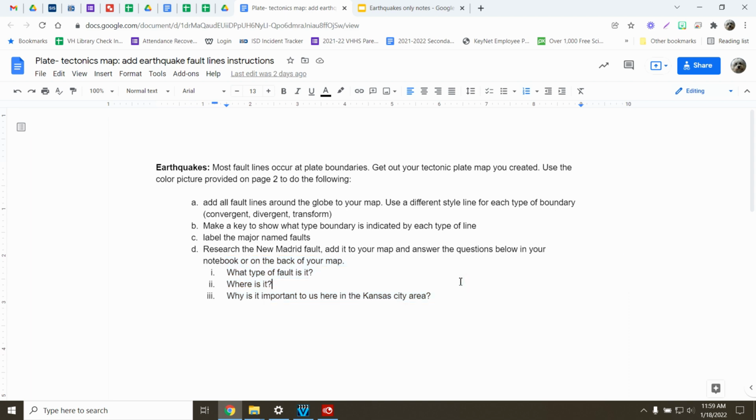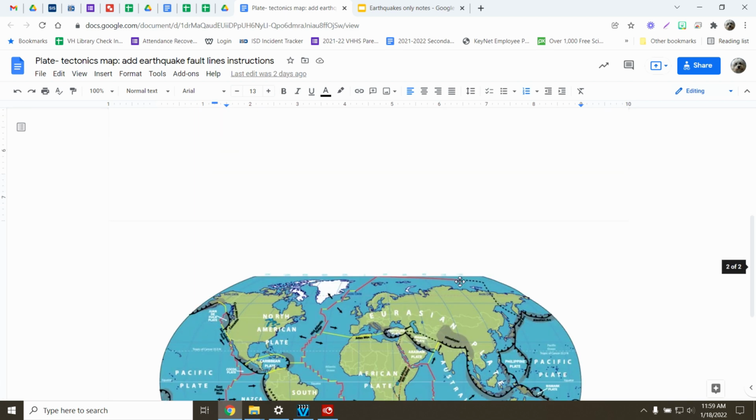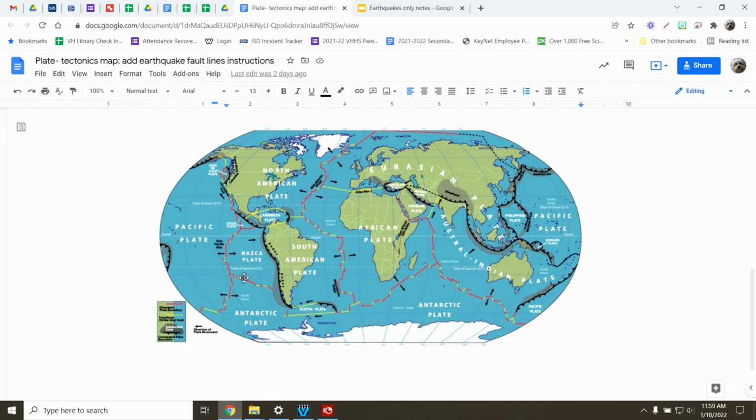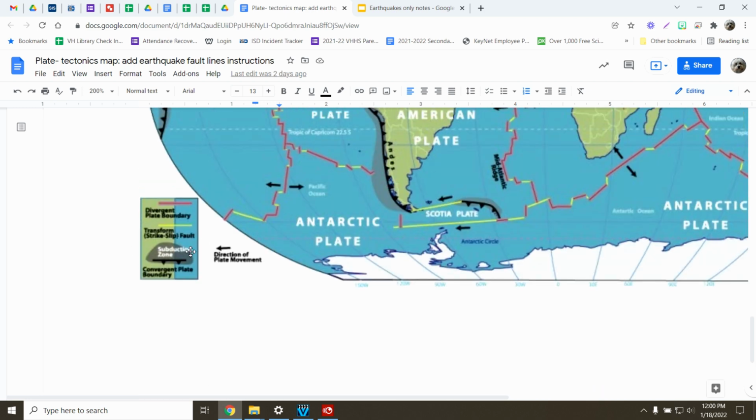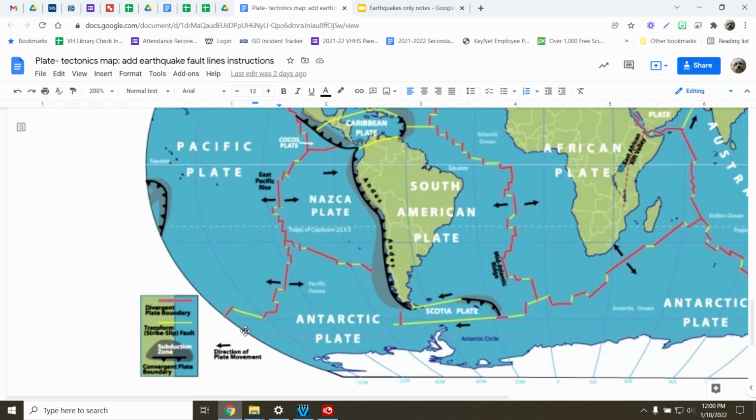So where do you find the fault lines? Scroll down to the next page and you have a picture of them. So all of these lines on here are going to be fault lines. There's a key down here. You can zoom in and out on this. If you adjust your zoom, you can go up to 200%. Zoom in and out, so you have red is divergent, yellow is transform, black is convergent, and then the gray area is a subduction zone. So you're going to label these 3 types of faults.